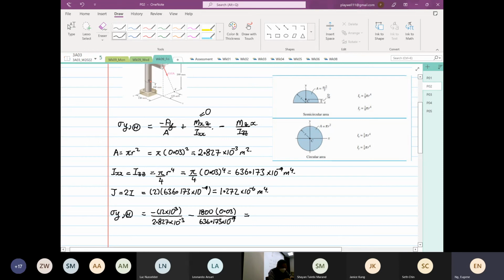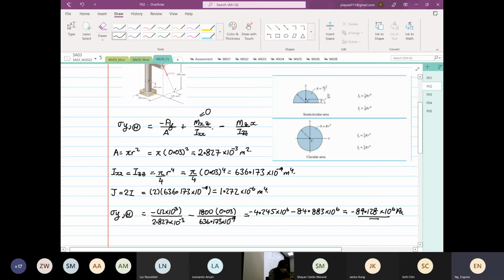So this is equal to 12 to the power 3 divided by 2.827 to the power minus 3, which is 4.245 times 10 to the power 6, minus 1800 times 0.03 divided by 636.173 to the power minus 9, which is 84.883. So this will be equal to 84.883 plus 4.245, which is 89.128 times 10 to the power 6 Pascal.